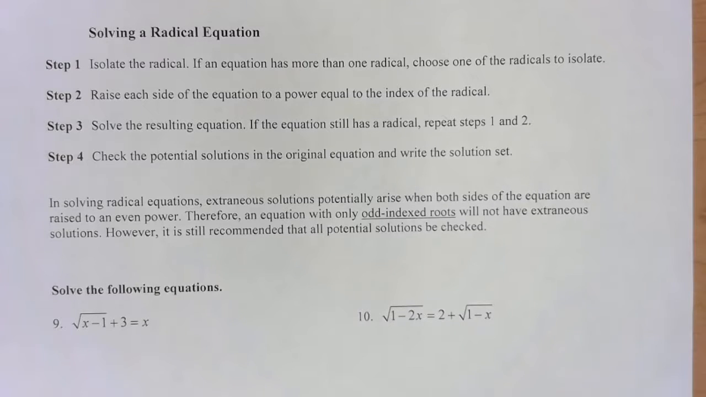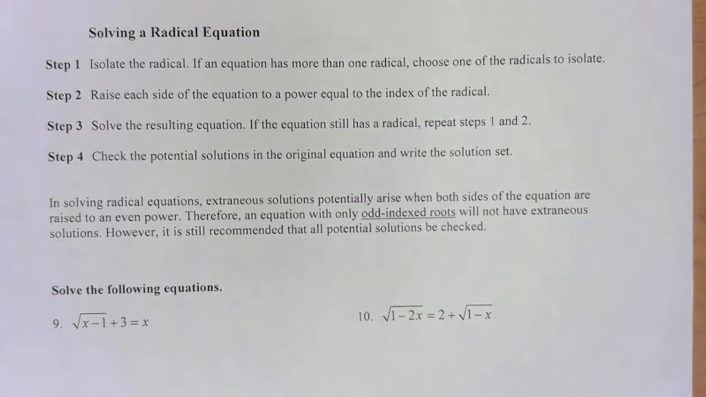In solving radical equations, extraneous solutions potentially arise when both sides of the equation are raised to an even power. Extraneous means additional solutions that don't work. Therefore, an equation with odd indexed roots will not have extraneous solutions. However, it's still recommended that all potential solutions be checked.